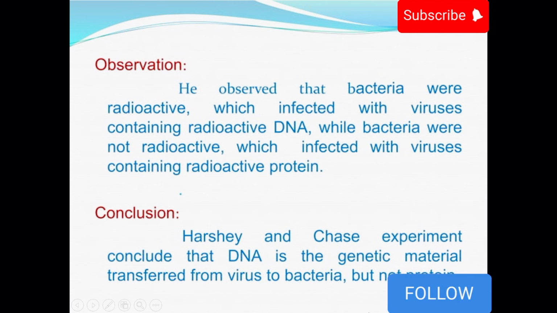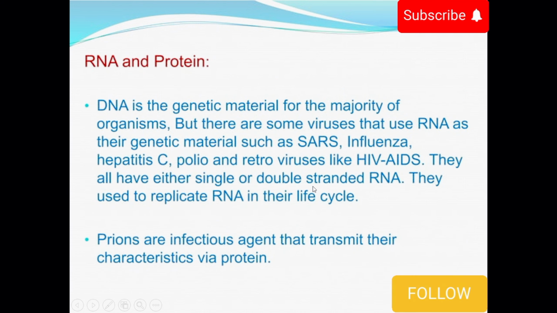So the Hershey and Chase experiment concluded that DNA is the genetic material transferred from virus to bacteria, and protein is not responsible for heredity. DNA is the genetic material for the majority of organisms: protists, fungi, plants, animals, and human beings. The hereditary material is the DNA.